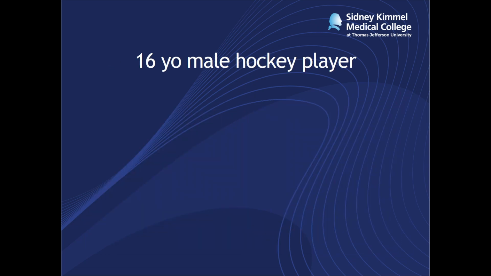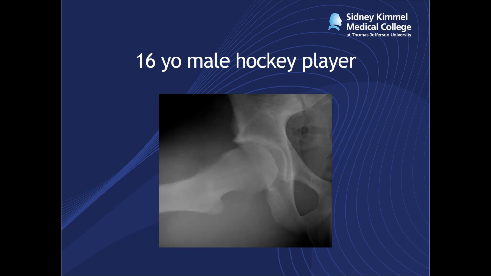All right, our next little variation in normal here. This is a 16-year-old male hockey player, and this patient was coming in for an arthrogram. So this is the frog leg lateral scout radiograph prior to doing our arthrography. And here you can see that there's this bony prominence here at the lateral femoral head neck junction.